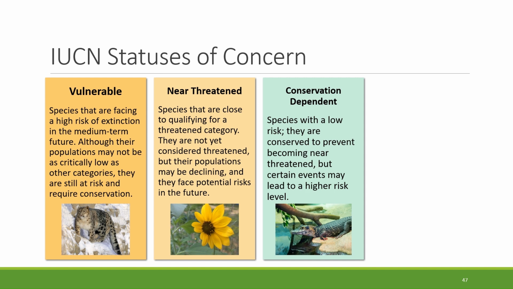Conservation-dependent species are ones that are considered low risk, but they are dependent on conservation efforts to prevent them from becoming threatened. One example of an organism in this category is the black caiman, which is a crocodile endemic to South America, which is now considered to be at low risk, but they were classified as endangered in the 1970s because humans were overhunting them to make crocodile leather. But since then, the species rebounded once the overhunting declined.